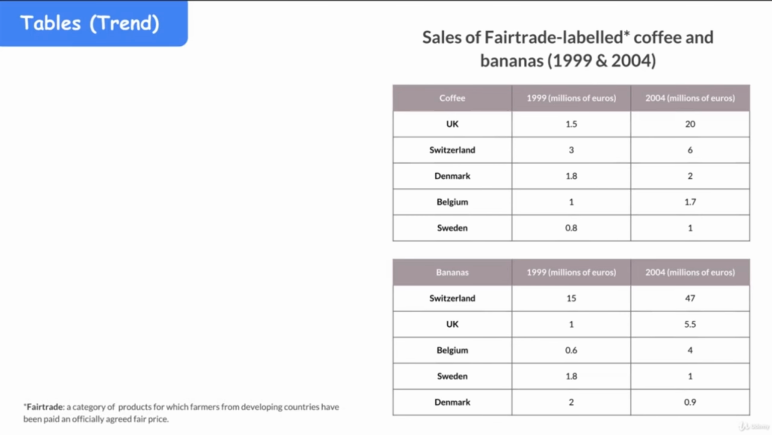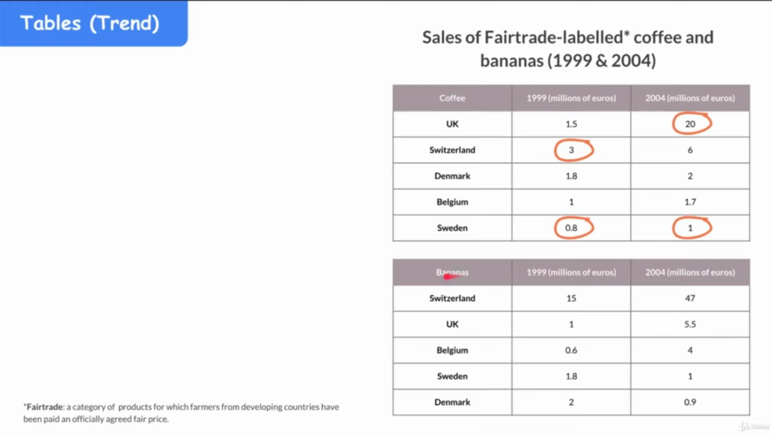The first thing that we're going to do is look at the highest and the lowest data points at the start and the end of the table. We can see that the table starts in the year 1999 and it ends in the year 2004. So here are our data points. Switzerland has the highest data point in 1999 and Sweden has the lowest data point in 1999. On the other hand, in the year 2004, the UK has the highest data point and Sweden once again has the lowest data point. So this here is for coffee.